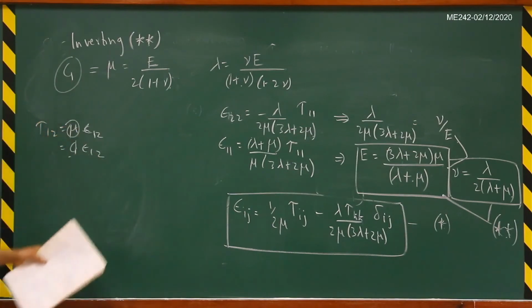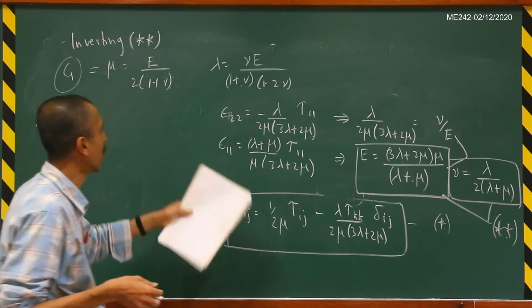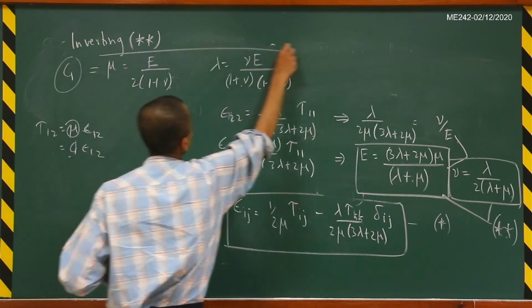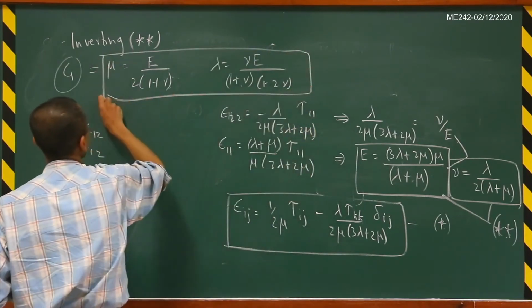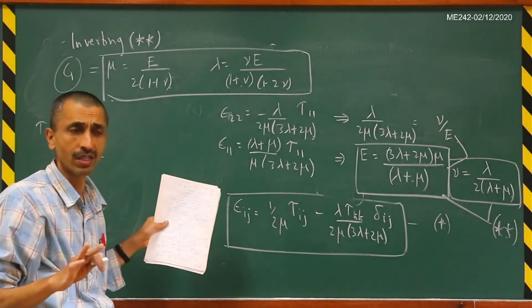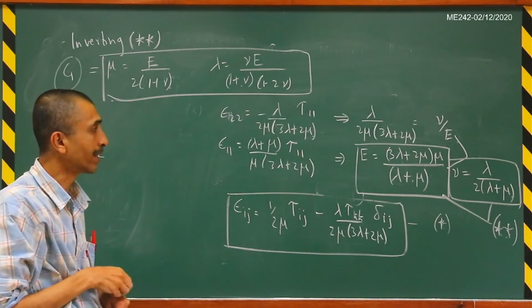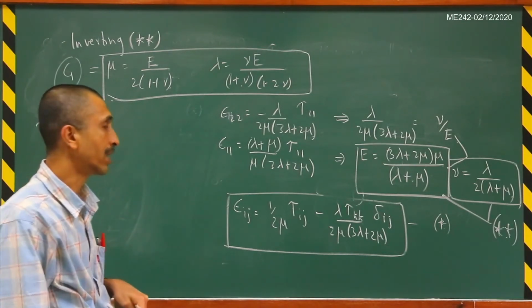So what we have done now is that we have found out a relation between lambda and mu in terms of E and mu, and E and mu in terms of lambda and mu. Right? So these are all these relations. This is also the other relation. Again, as I keep repeating, you do not have to memorize any of these relations. If required, I will give them, but you should understand how these relations are derived.